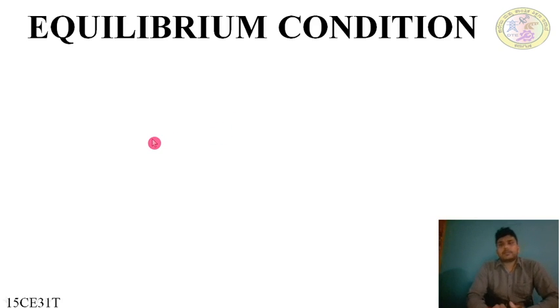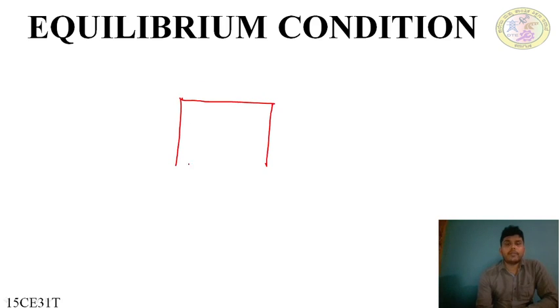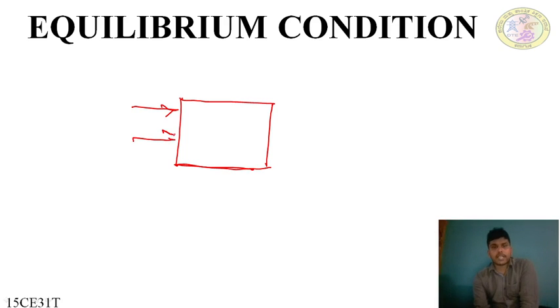Equilibrium conditions. What is an equilibrium condition? Any structure or body is said to be in equilibrium when all the forces acting on the body sum to zero, and all the moments acting on the body sum to zero. What does it mean? When a force of 10 kilonewton acts in one direction and 20 kilonewton in the other, the body will move. This is not an equilibrium condition.